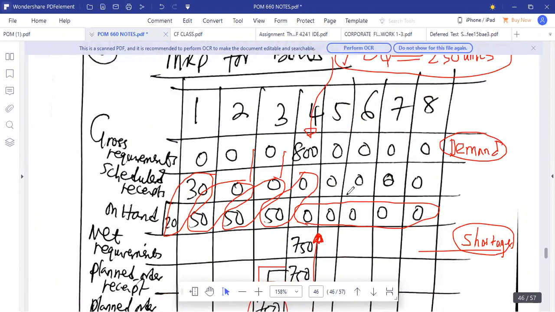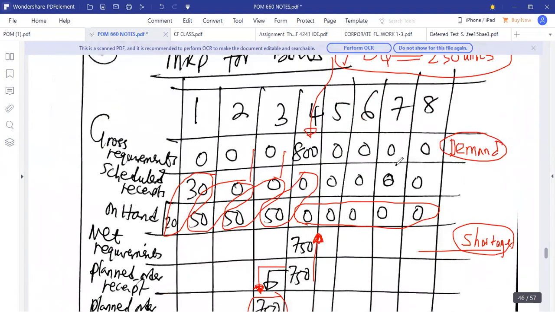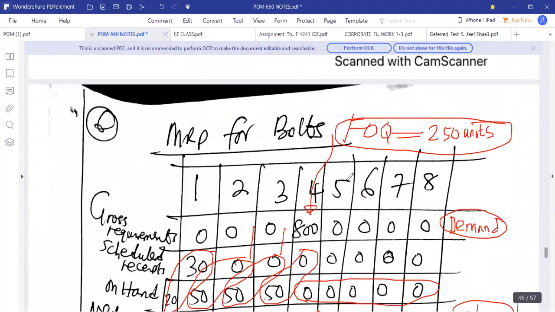Schedule receipts, which are given, so 30 in week 1, on hand was 20, and then this one was a fixed order quantity of 250 units. So you can order a fixed batch of 250 units, but of course, if 250 is not enough, order another batch of 250, which is 500. If 500 is not enough, order another batch, which will give us 750. If 750 is not enough, you can order up to 1,000.